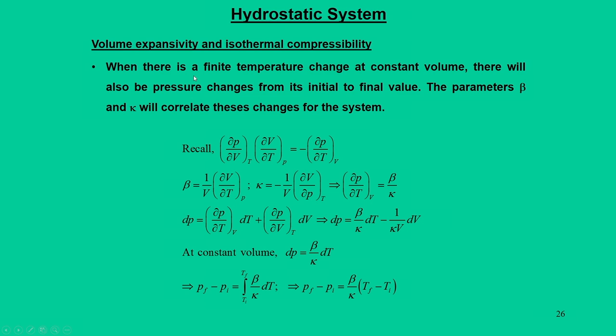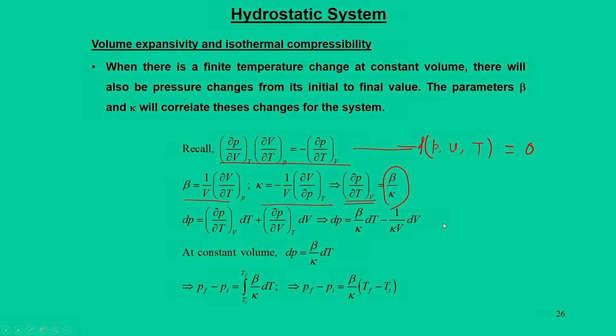Now, let us recall how both volume expansivity and isothermal compressibility are related. Here we are going to apply the first relation, the reciprocal relation between pressure, volume and temperature. If F(P, V, T) equals 0, then this equation was formed, where (∂P/∂V) at constant temperature and (∂V/∂T) at constant pressure, when multiplied, give rise to the negative of (∂P/∂T) at constant volume. We have to recall the parameters beta and kappa, and from these two parameters one can find the ratio beta by kappa, which is nothing but (∂P/∂T) at constant volume.